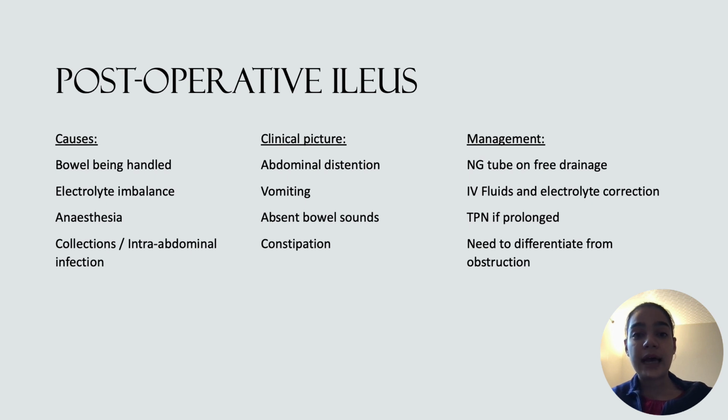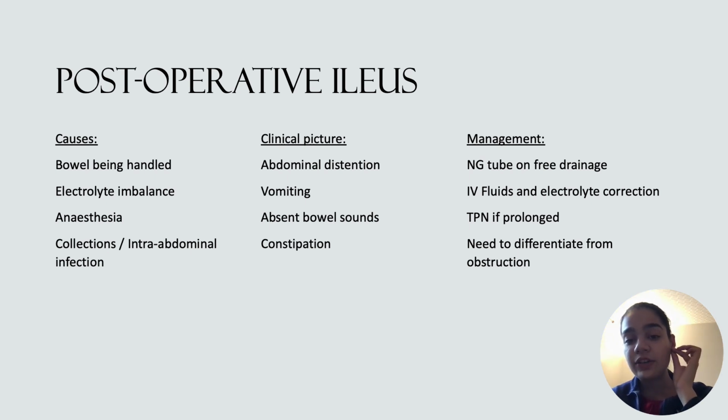So the next situation that we have is post-operative ileus, which we previously mentioned as one of the risk factors for dehiscence. So in this case, it's caused by the bowel being handled, any electrolyte imbalances, anaesthesia, any collections or any intra-abdominal infections. And the clinical picture that we have here is abdominal distension, vomiting, absent bowel sounds, and constipation. So this very much presents like bowel obstruction. And in fact, ileus is one of the differential diagnoses for bowel obstruction.